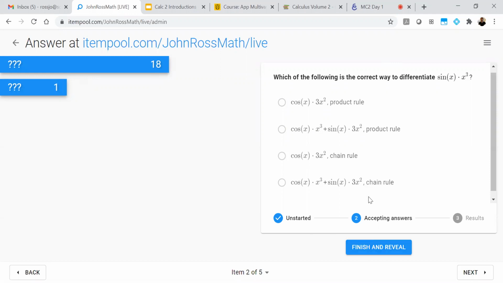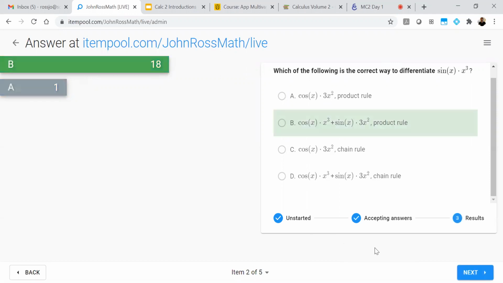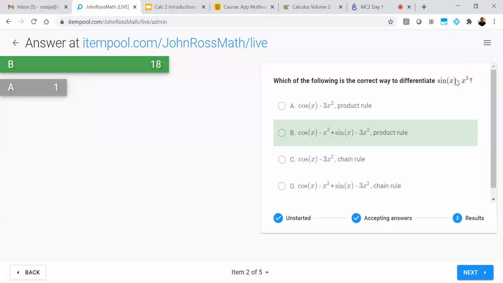Let's finish and reveal. Because the way this was written was sine of x times x cubed, you're absolutely right. This was a product of two functions, the sine function and x cubed. So of course this required the product rule. And then it looks like there was some potential wrong answer with which way we use the product rule.